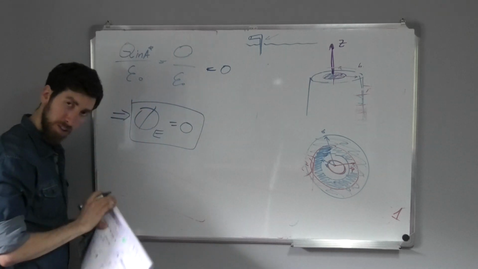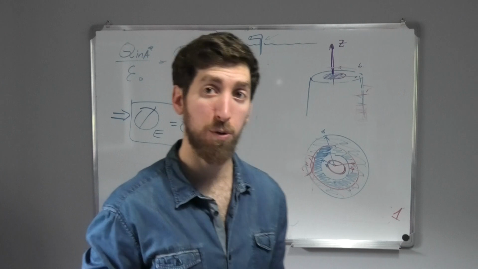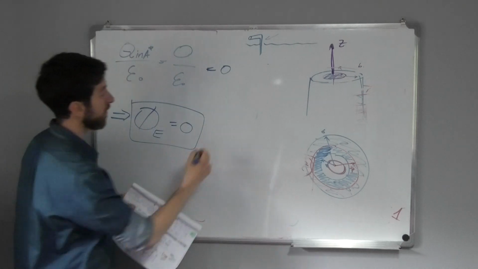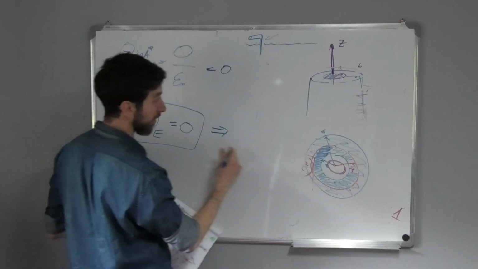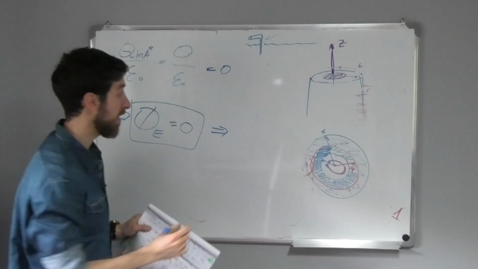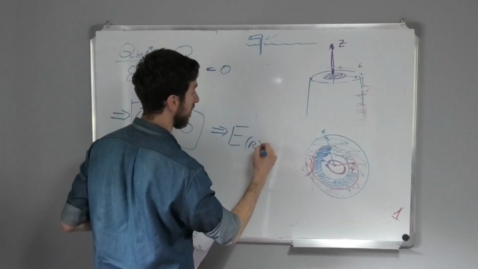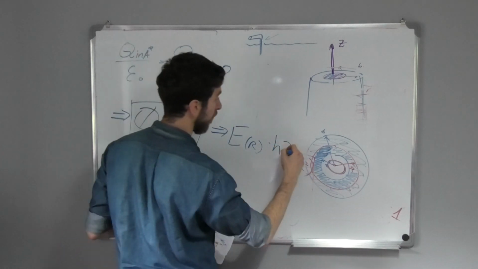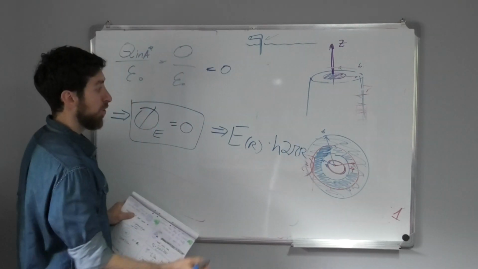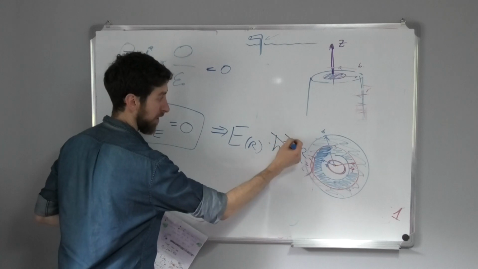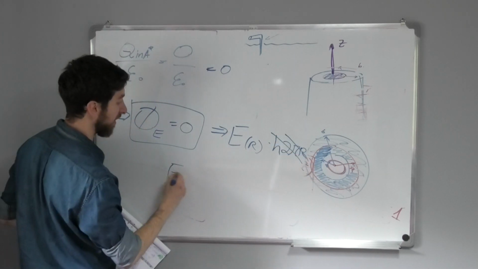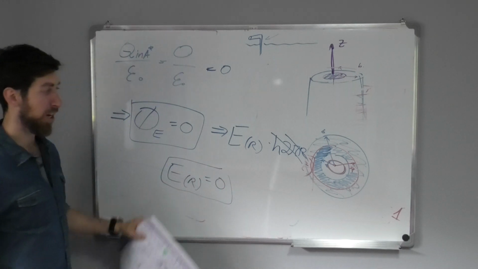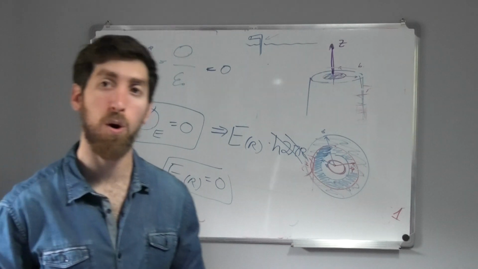That's true, there's no flux. Is there no electric field inside? I don't know. But the flux is for sure 0. We know that the flux here, the same calculation, is going to be E_r multiplied by h, the height, and 2 pi r. h times 2 pi r is a constant. I can divide by that, and then I get that E as a function of r equals 0. So actually the electric field inside is 0, but it's not always the case.